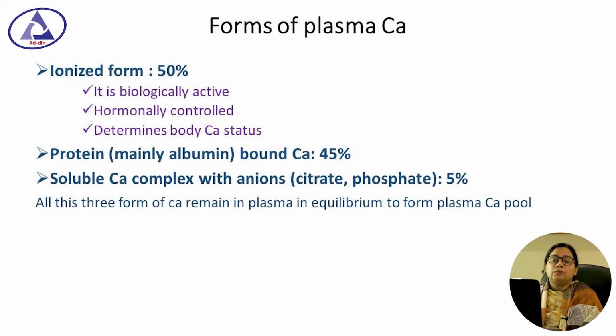There is another form, the ionized form of plasma calcium. There are several forms of plasma calcium: ionized form, protein bound calcium, and soluble calcium complex with anions. The ionized form is about 50% of plasma calcium. Among these, the ionized form is biologically active, hormonally controlled and determined by body calcium status. The protein bound form is usually inactive, 45%, and soluble calcium complex with anions, such as citrate and phosphate, is 5%. All these three forms remain in equilibrium to form the plasma calcium pool.